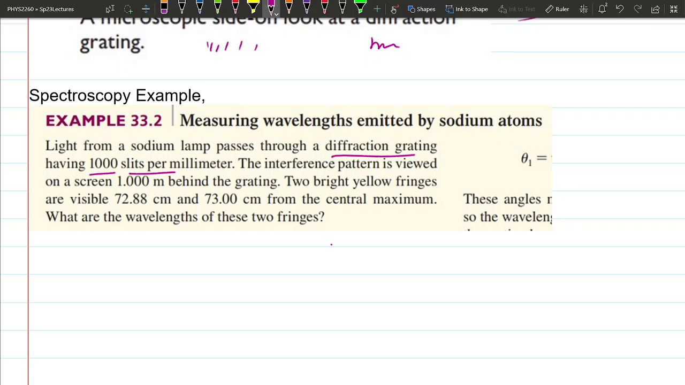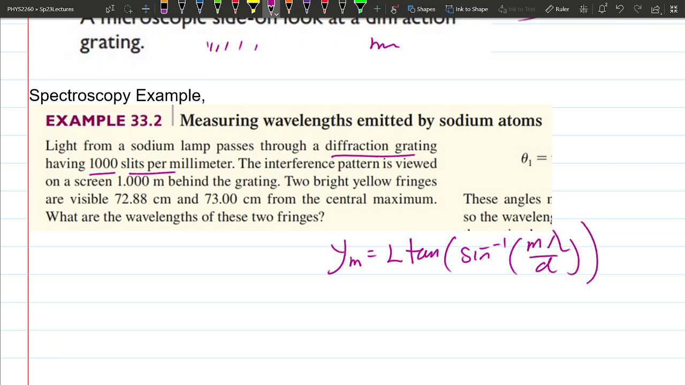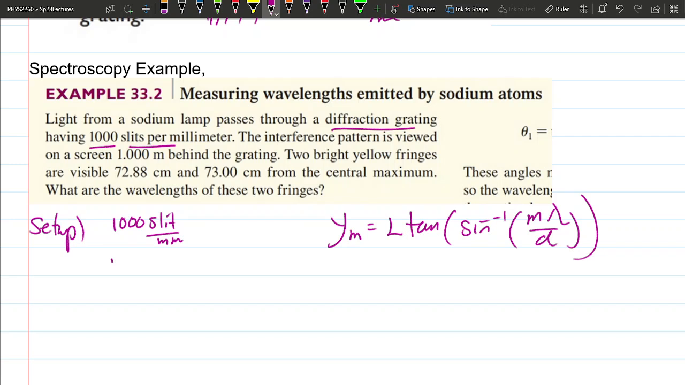In fact, what I'm going to do is rewrite that equation before I forget it: y sub m equals L times the tangent of the inverse sine of m lambda over d. This complicated equation up here. In fact, I'm going to bring my calculator out because I'm going to use that in a second. So in the setup, the diffraction grating has 100 slits per millimeter, so that's some sort of information. I'm not sure what it relates to here yet. The screen is 1 meter away, so obviously that's going to be L.